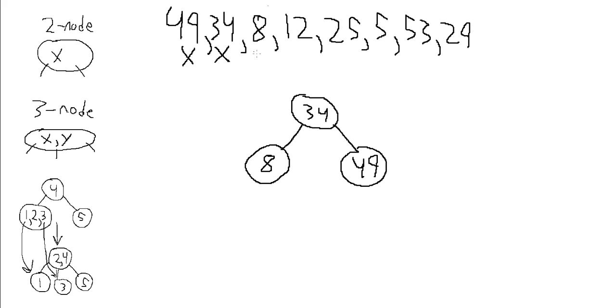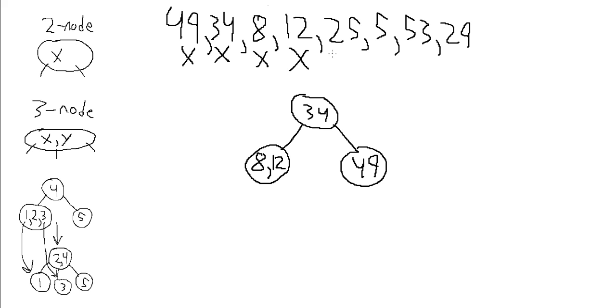Next, we need to insert 12. 12 is going to look at the 34, and it's going to see that the 12 is less than 34, and so we drop to the left subtree. Because we're now at a leaf node, we can go ahead and insert the 12 into the node with 8. And so this 2 node that has an 8 becomes a 3 node with an 8 and a 12.